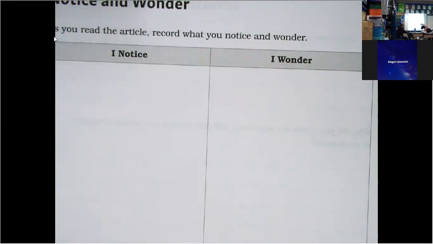Innocente, wonder. I wonder how do they know when a predator is nearby? It's a very good question. That gets to the heart of what we're learning. How do they know when a predator is nearby?